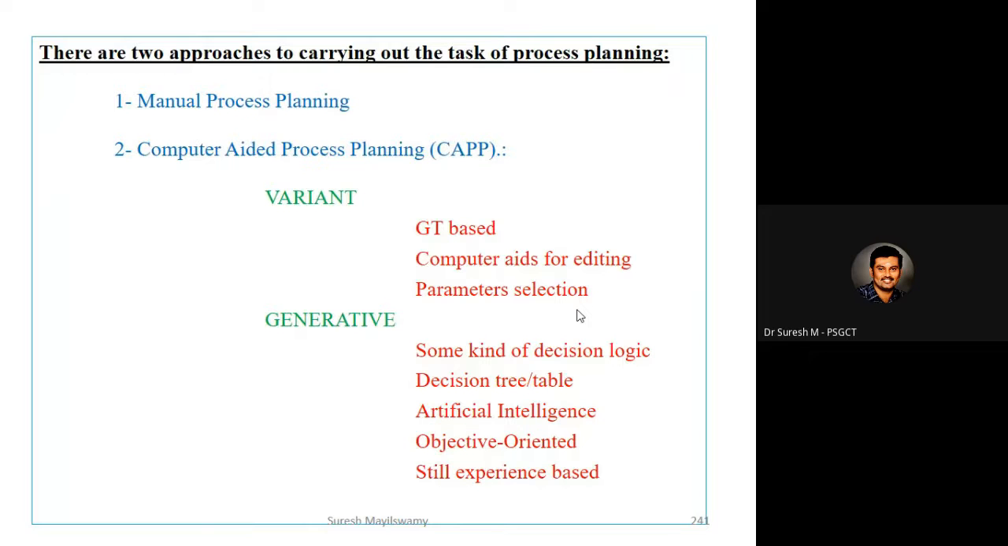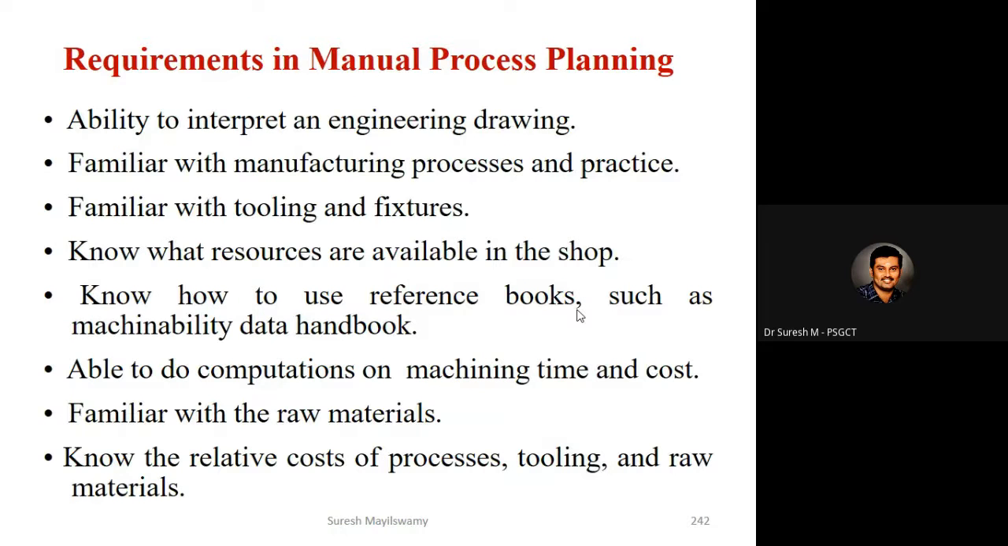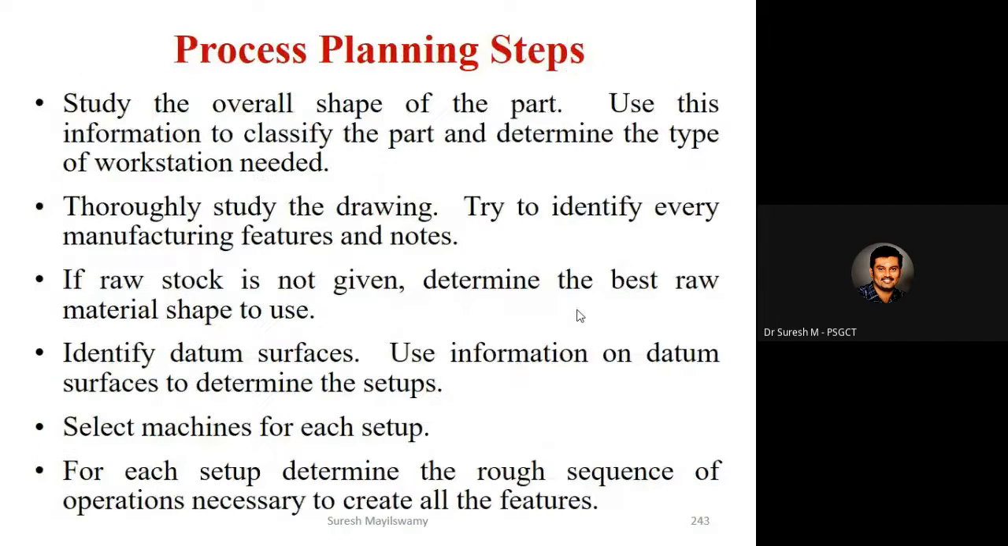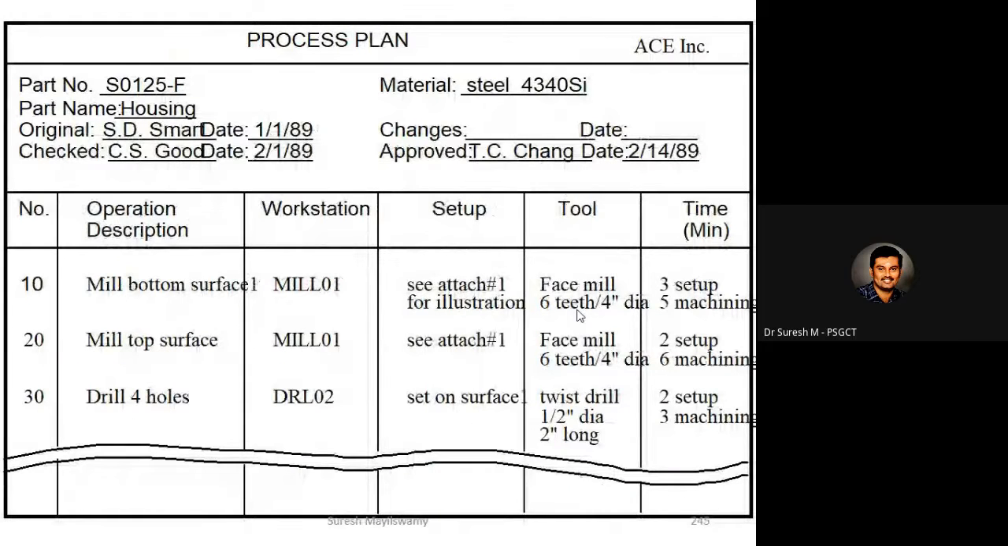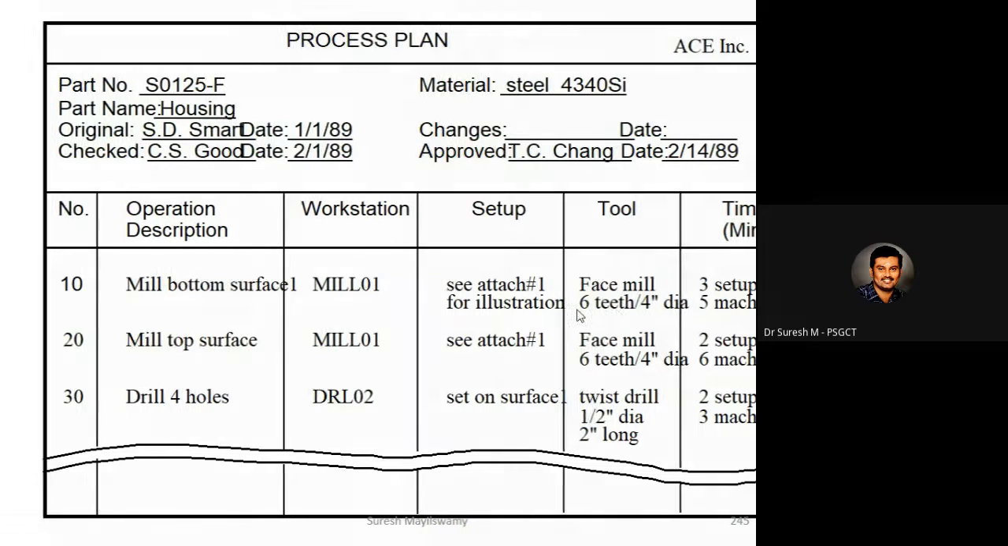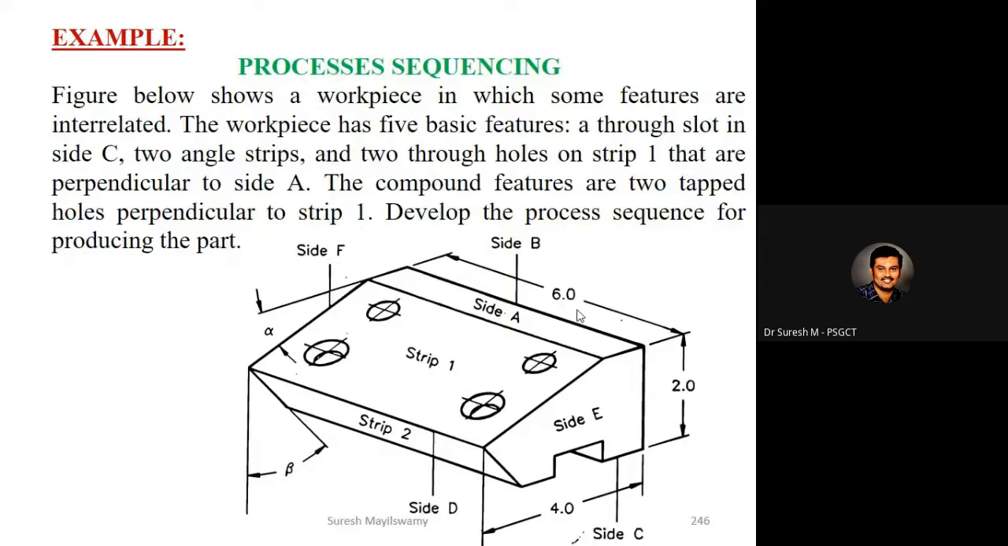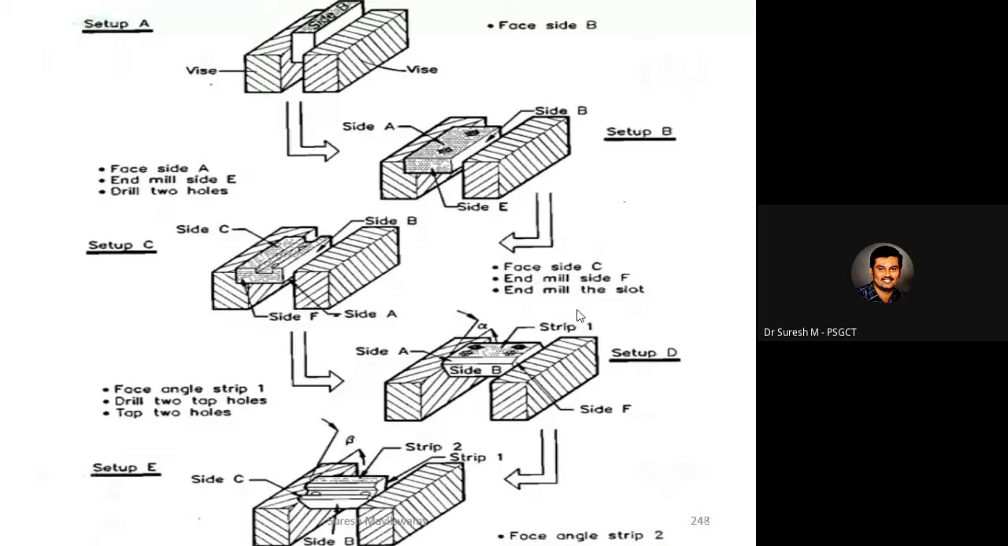So considering computer-aided process planning, we have two approaches. One is the variant approach, another one is the generative approach. The variant approach is group technology based, with computer aids for editing and parameter selection. The generative approach uses some kind of decision logic, decision tree tables, artificial intelligence, object oriented, and skill and experience. These are the requirements for manual process planning. This is how the process plan sheet is developed by using the facilities as well as part geometry. So part geometry is given. Based on the part geometry, we need to develop the setups as well as the process.